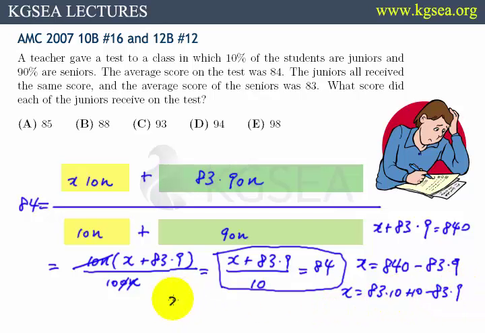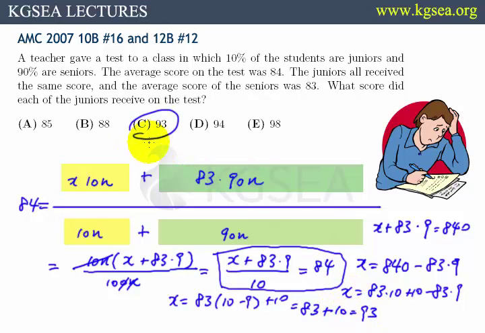So let me come here. So x is equal to, let me subtract these two. If I factor out 83, it's 10 minus 9. Then I'm having an extra 10. So this is 83, because this is 1 here, plus 10, which is 93. So the answer must be 93.